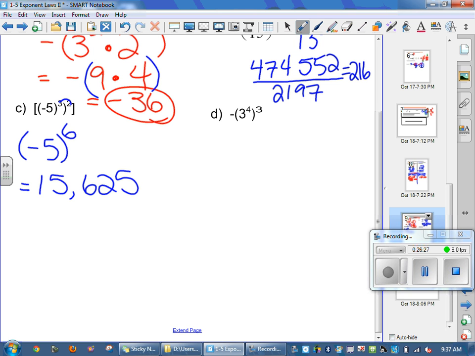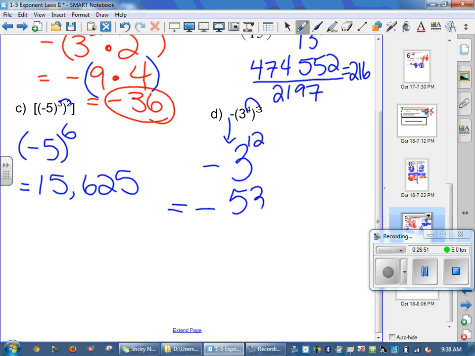I'm going to do the exact same thing. I'm going to multiply the 3 into the 4. That's going to give me 3 exponent 12. With my float or negative, it's going to come down. So that tells me that my answer completely is going to be a negative answer, and that's going to give me 531,441.